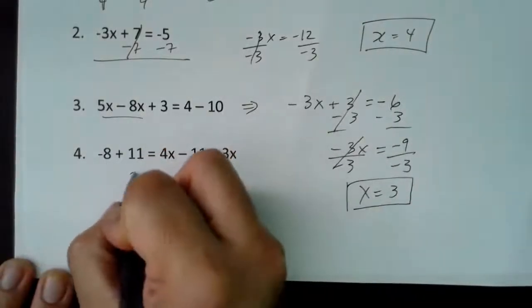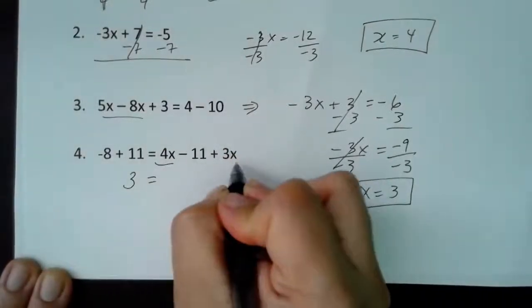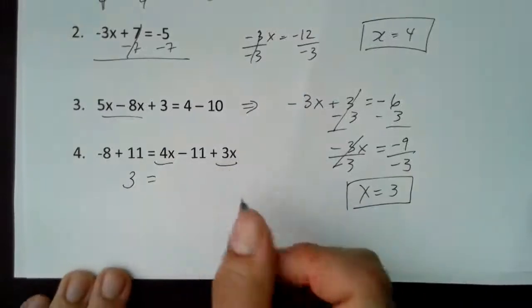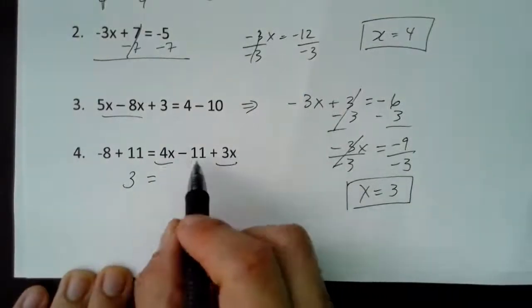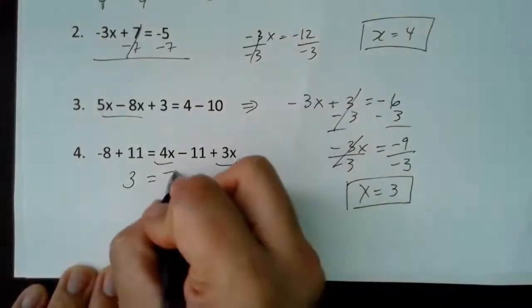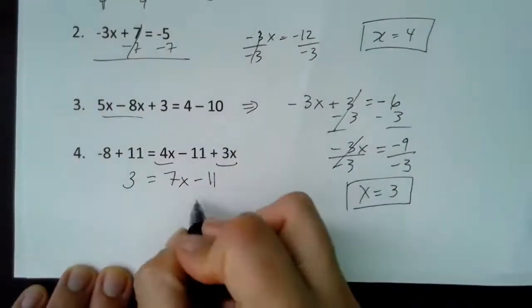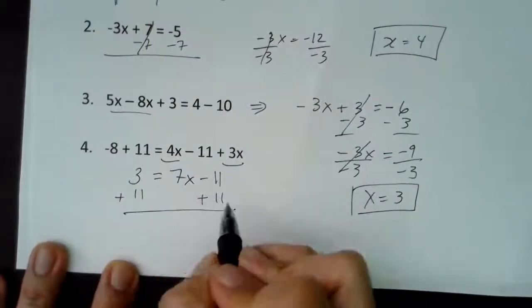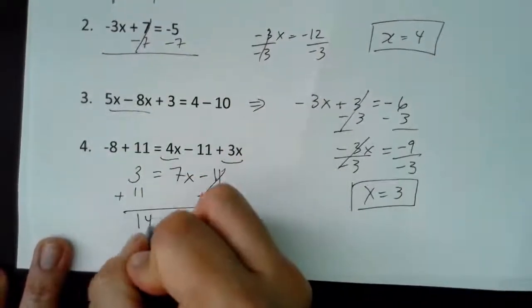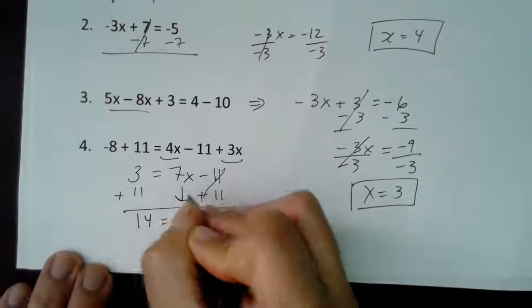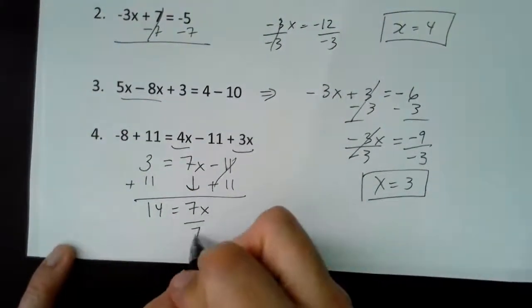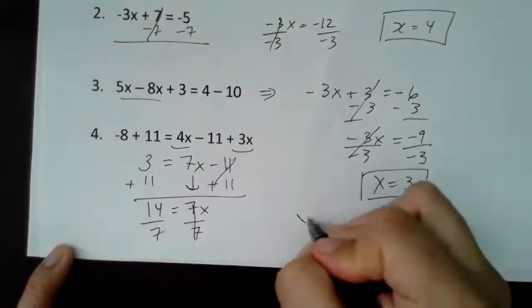And then finally here, negative 8 plus 11 is equal to 4x minus 11 plus 3x. Negative 8 plus 11, well, that's just 3. And then combining like terms, so remember you combine like terms first before adding or subtracting anything to either side. So this would be 7x minus 11. Now I want to isolate the x, so I'm going to do the opposite. I'm going to get rid of the 11. 3 plus 11 is 14. Bring down the 7x. Now you just need to divide by 7 to get the x by itself, and you get x is equal to 2.